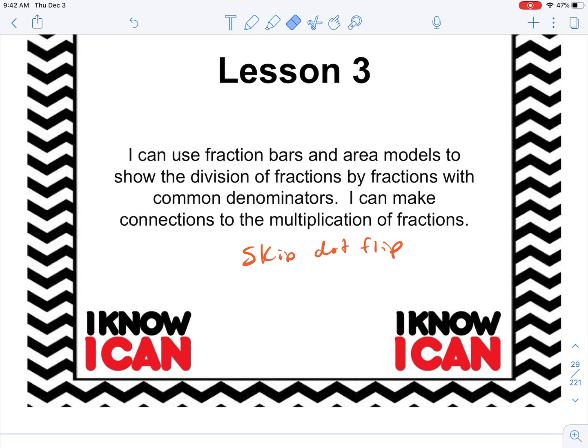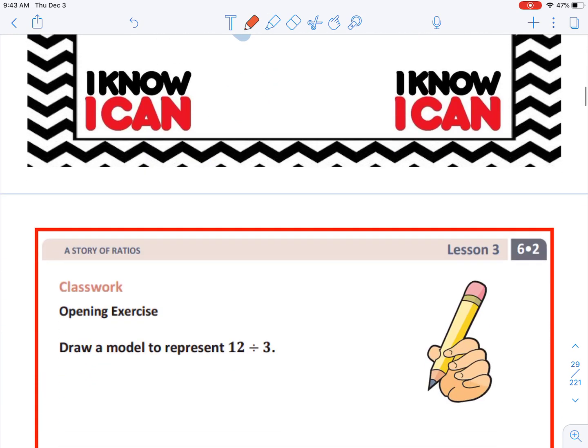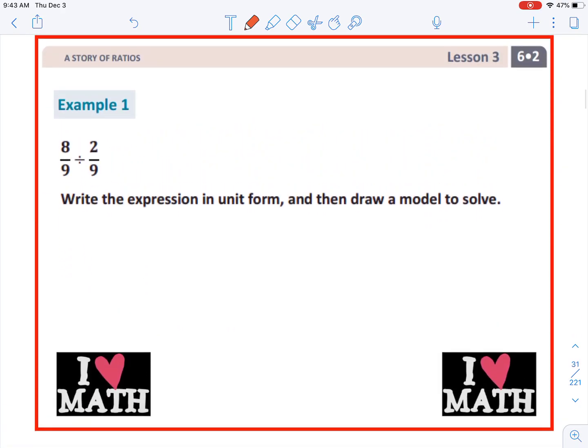Today's lesson objective says I can use fraction bars and area models to show the division of fractions by fractions with common denominators. I can make connections to the multiplication of fractions. So all we're doing today is dividing fractions by fractions. We no longer have to turn a whole number into a fraction and then divide. All we're doing now is the skip dot flip rule. And I will draw up a couple models just to show you a visual on why these are true.